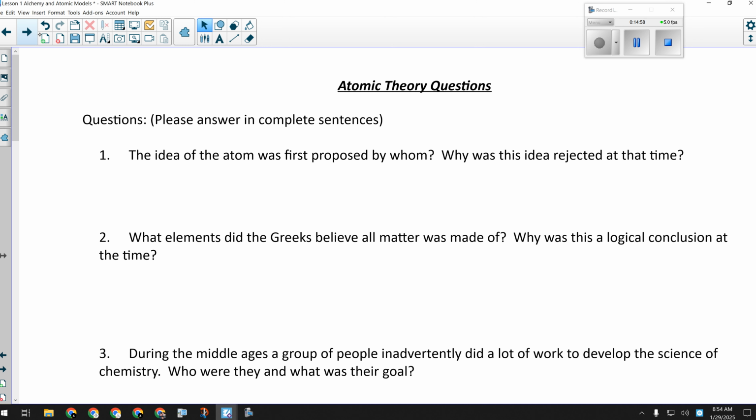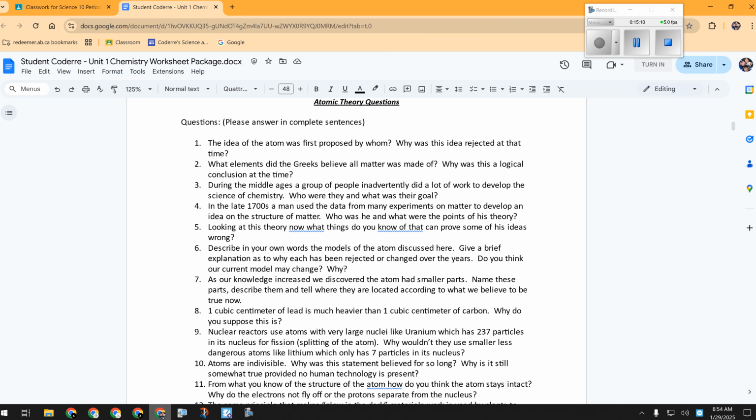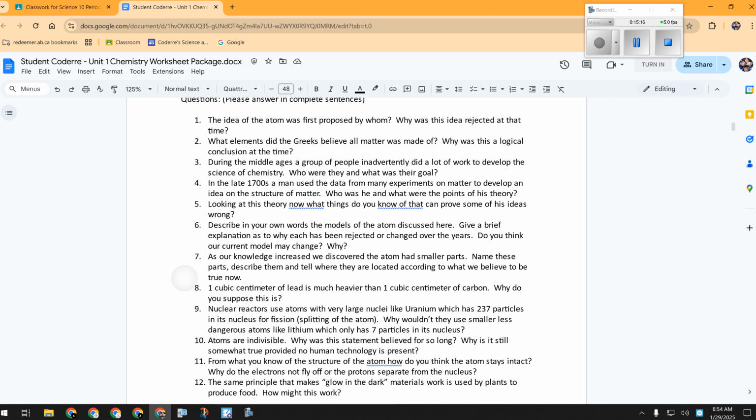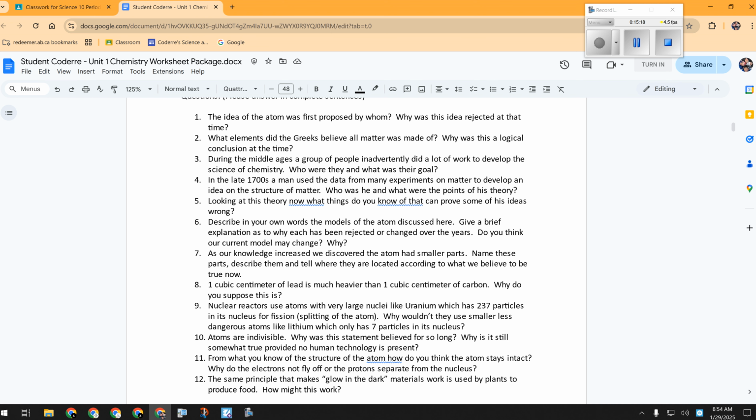How many people have the workbook already printed? If you do, there are questions on that on the second page. For the rest of you that don't have it, I'm going to put them up here, but they're going to be a little hard to read because they'll be small. There are 12 questions. I would like you guys to work on those for the next little while, with good complete sentence answers.